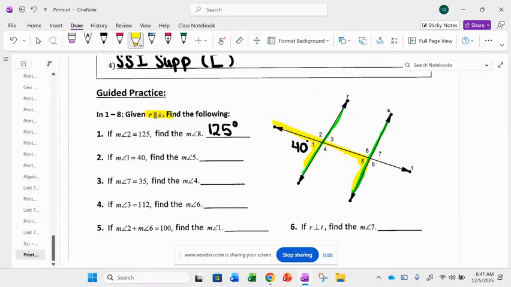What letter have I made now? An F. What do we know about the angles in the F? They have to be? They are corresponding, and are they supplementary or are they congruent? Congruent. So that means angle 5 is also 40 degrees.